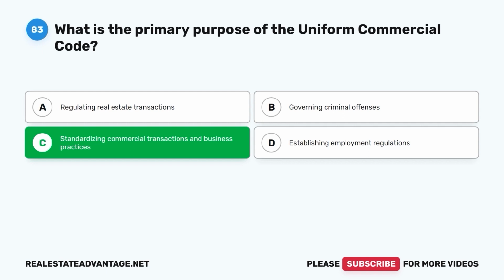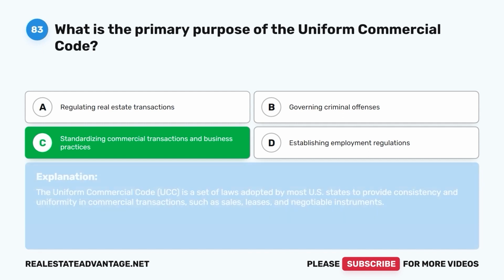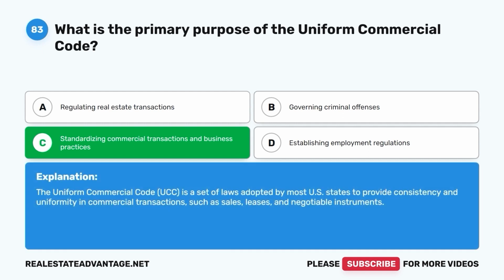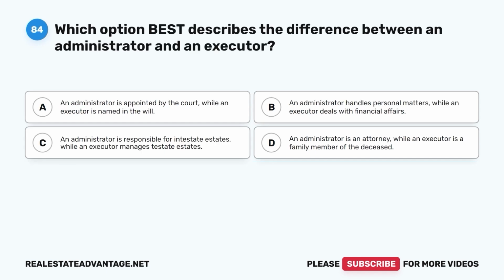Standardizing commercial transactions and business practices. The Uniform Commercial Code, UCC, is a set of laws adopted by most U.S. states to provide consistency and uniformity in commercial transactions, such as sales, leases, and negotiable instruments. Question 84. Which option best describes the difference between an administrator and an executor?